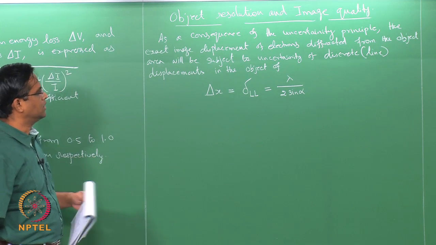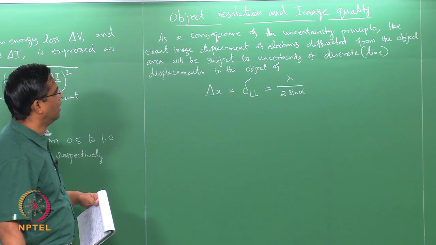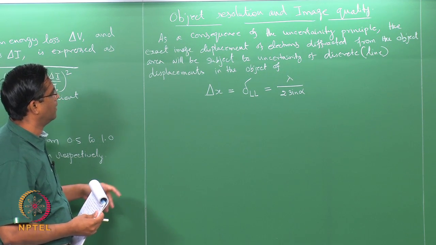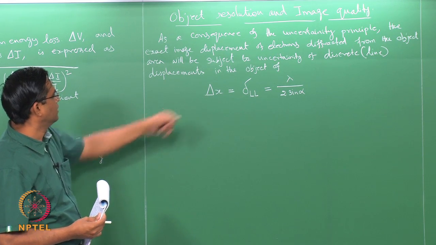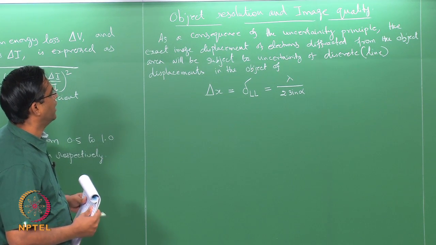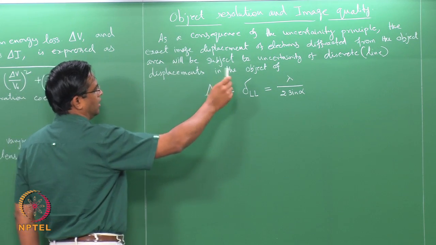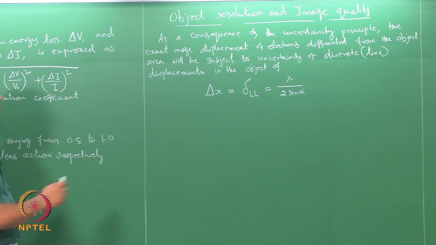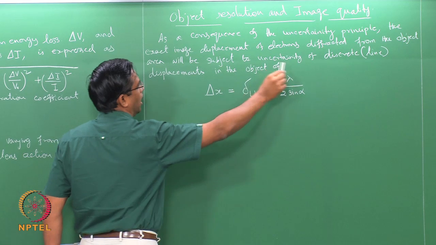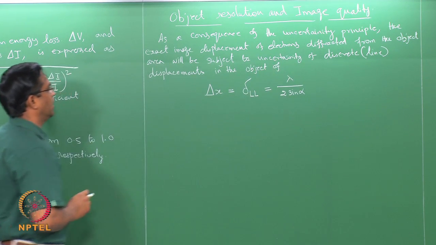You are familiar with this expression, and it can be assumed like this. So, I read out again. Because of the uncertainty principle, the electrons diffracted from the object area will be subject to uncertainty of discrete line displacements in the object.